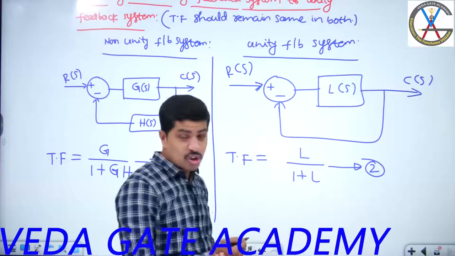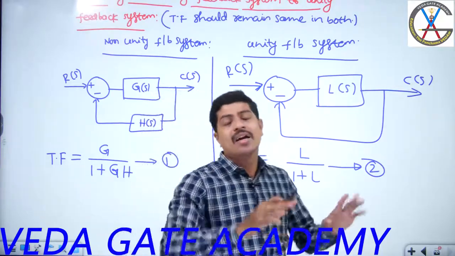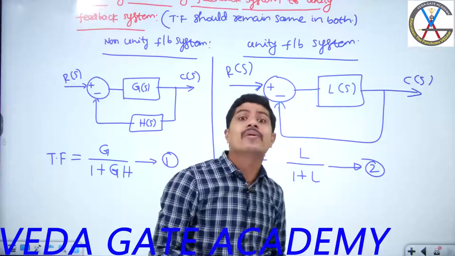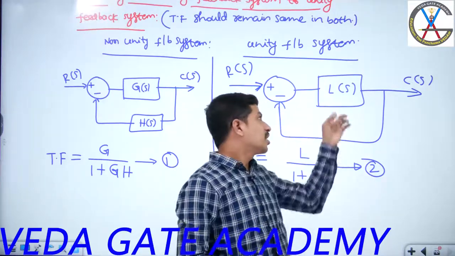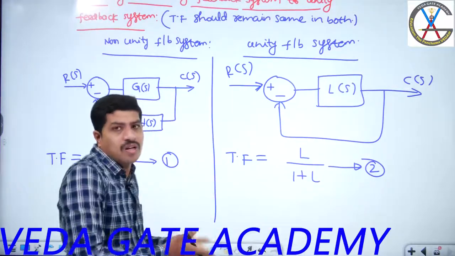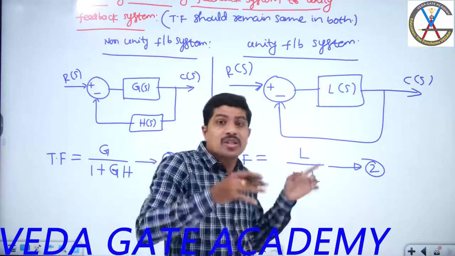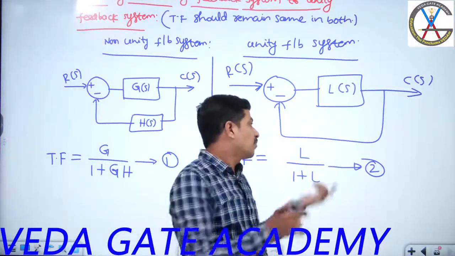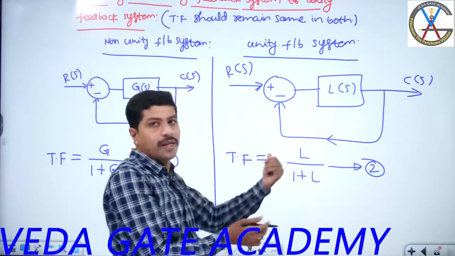G by 1 plus GH is the standard. In place of G, what do we have? L. Why did we keep L? If I put G directly, this is G by 1 plus G, and this is G by 1 plus GH; both are not equal. I want both transfer functions to be the same. The representation changes from non-unity feedback to unity feedback.